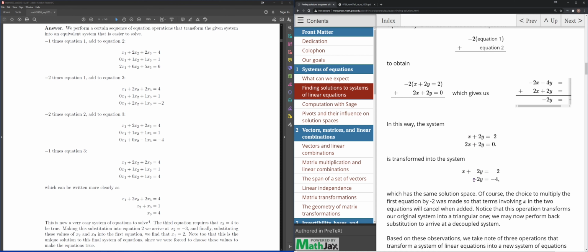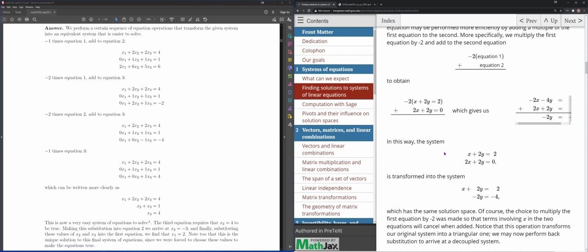But it's changed in some systematic way, and by systematic, your solution set isn't going to be altered by the method that we're using, right? Okay, so how do I get rid of this 2x? Well, what you do is you consider this top equation, and you multiply it by minus 2.